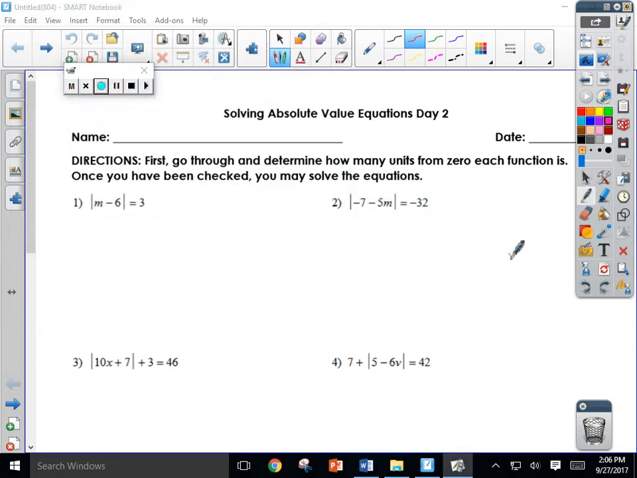Alright, so we need a little bit of help on trying to determine how far the function is away from 0. That's the hardest part. It's not hard, but it is the hardest part. So let's just kind of get a little background.